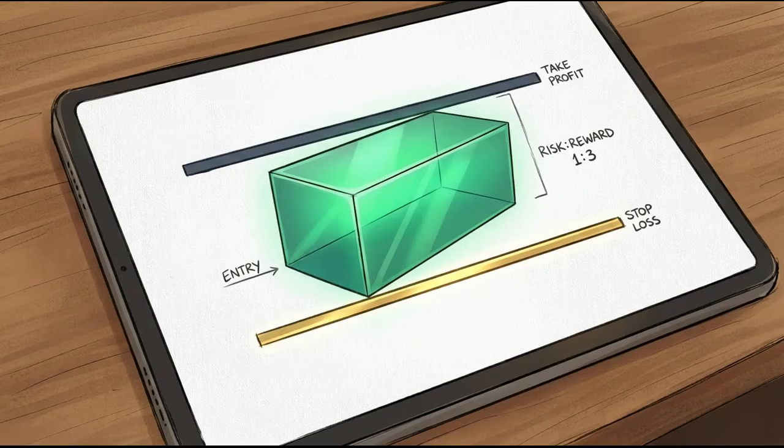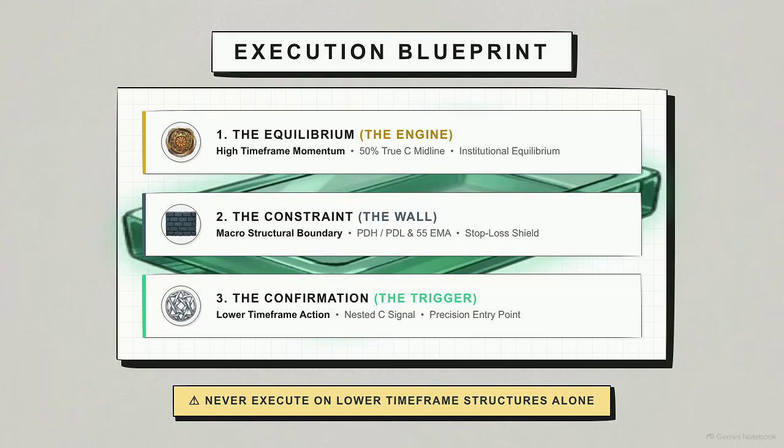By building this zone step by step, we eliminate guesswork and execute where the chart shows institutional activity is most heavily concentrated. To navigate the market auction, stop trading isolated lines. This blueprint summarizes the rules. First, a higher timeframe midline forms one boundary, providing institutional equilibrium. Second, a structural wall forms the opposing boundary, creating a stop-loss shield. Finally, lower timeframe action is for trigger confirmation only. Never execute on lower timeframe structures alone.